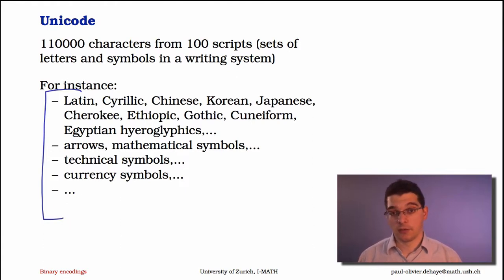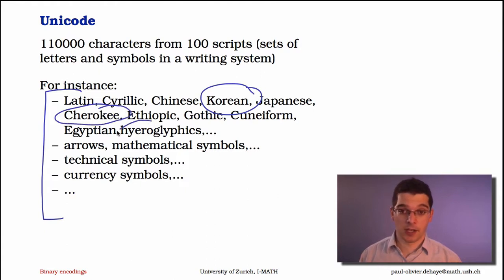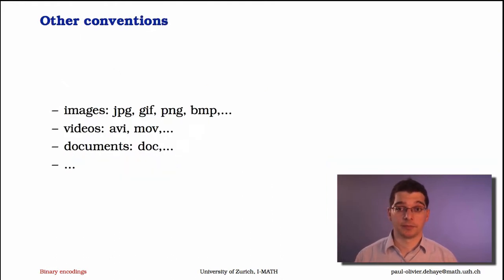So if you want, the information that this pattern of bits is Unicode encoded means that you can refer to a specific Korean character or a specific Cherokee character or a specific hieroglyph, a specific math symbol, etc. Or a currency symbol like euros or dollars, and so on. So that's really a convention that's very important in the modern internet.